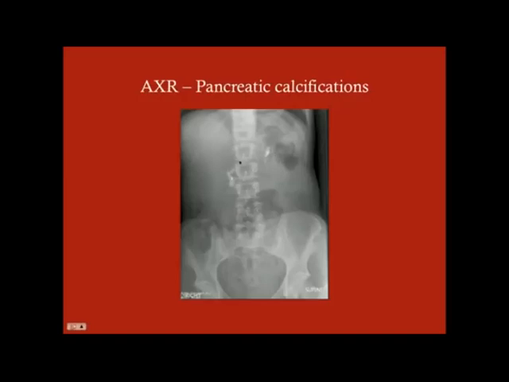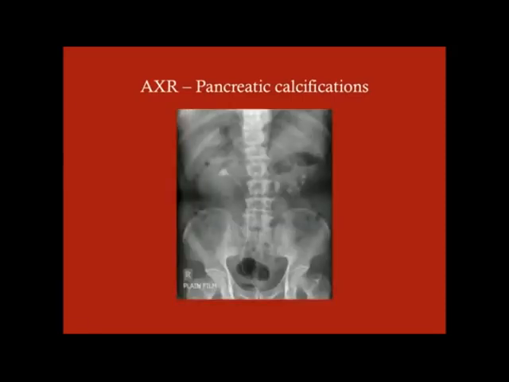Here are the calcifications. And the pancreas can be in variable positions. It's one of the most anatomically variable organs, so it's not going to look the same in everybody. So here's where the pancreas is. Here's another one, again about 2 to 3 levels up from the iliac crest, right here.